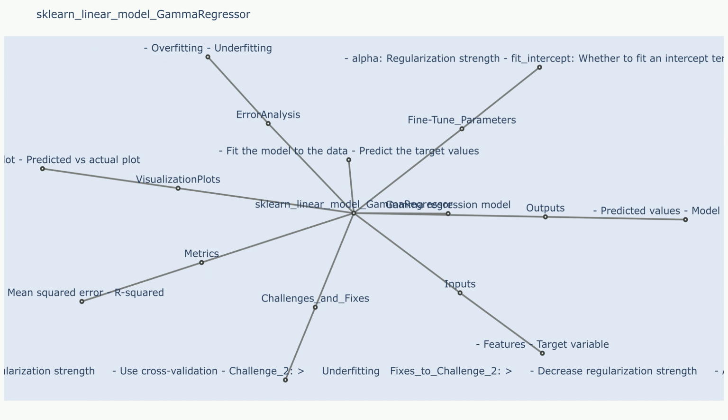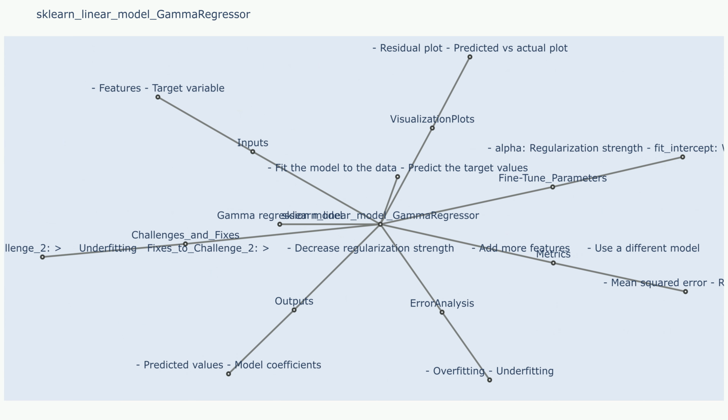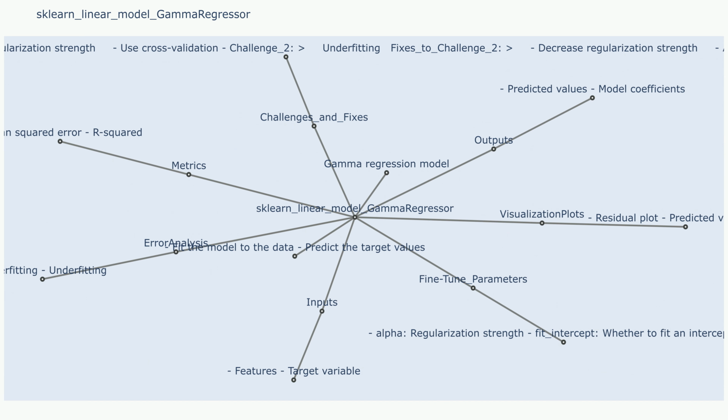Challenge 2: data skewness. The gamma distribution is typically used for positively skewed data. If the data is not skewed or has a different skewness, the model may not perform well. Sample use case that resulted in challenge 2: if the target variable is evenly distributed or negatively skewed, the gamma distribution might not be an appropriate model.